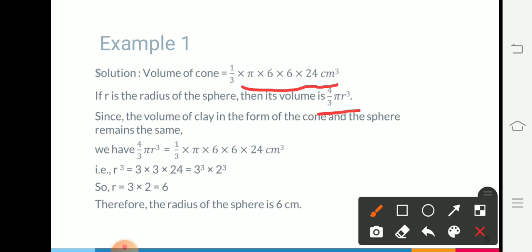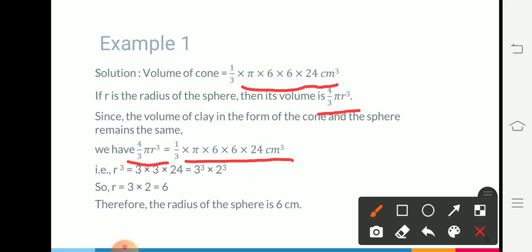Now since the volume of clay in the form of the cone and the sphere remains the same, because it is the same clay which is being used to make the cone and the sphere, hence the volume of the cone and the sphere will be same. So we use that logic. 4 by 3 pi r cube will be equal to 1 by 3 pi r square h.